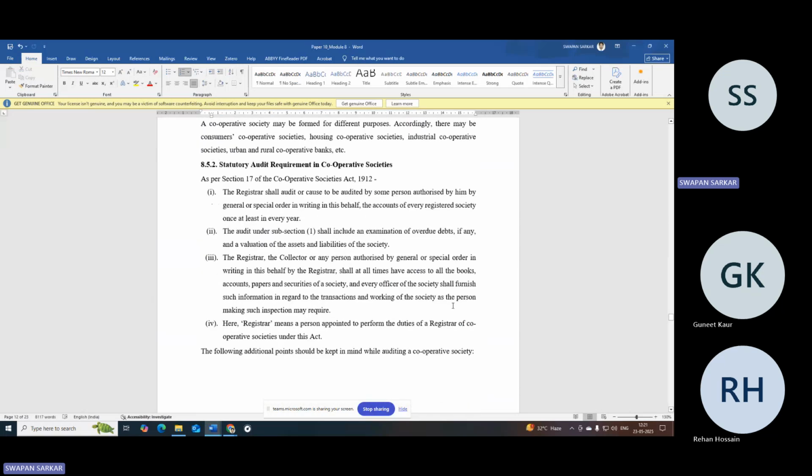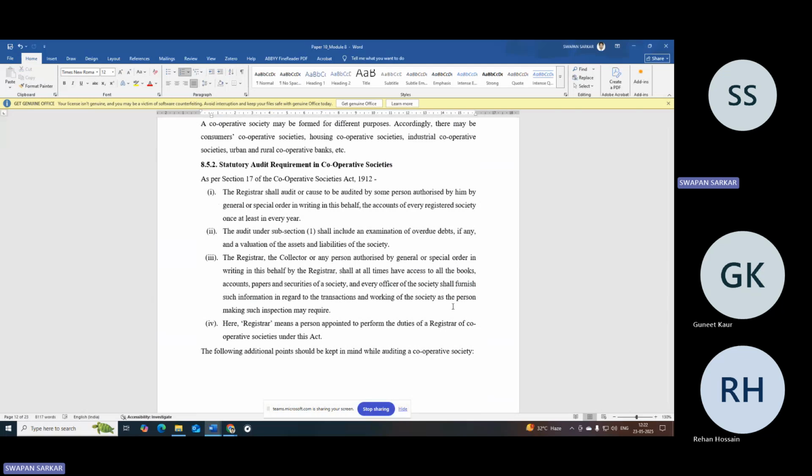As per Section 17 of the Cooperative Societies Act 1912, the registrar shall audit or cause to be audited by some person authorized by him by general or special order in writing in this behalf the accounts of every registered society once at least in every year. The audit under subsection 1 shall include an examination of overdue debts, if any, and a valuation of assets and liabilities of the society.